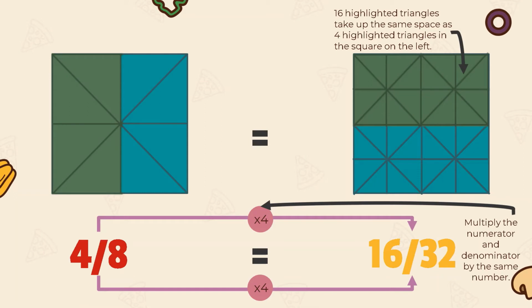4 over 8 is the original fraction. To make its equivalent fraction, 16 over 32, we multiply the numerator and denominator by the same number, which in this case is 4. And if you look at diagram 2, 16 highlighted triangles take up the exact same space as 4 highlighted triangles on diagram 1.